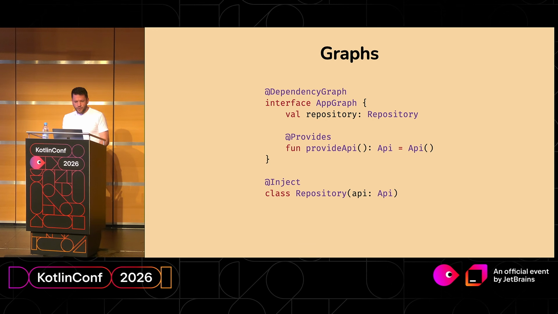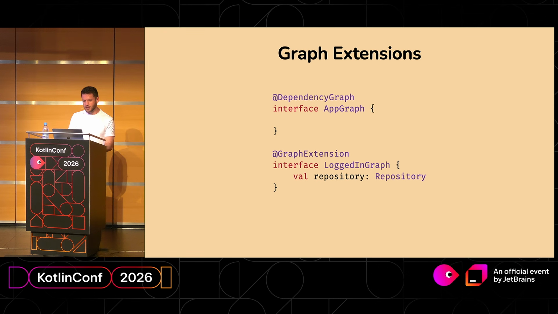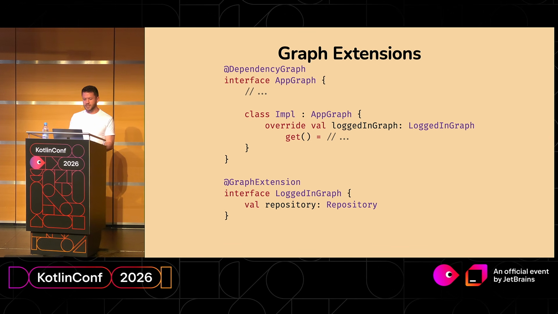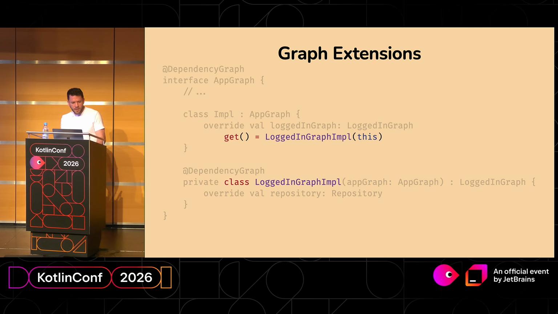Finally, let's talk about graph extensions. If you're coming from Dagger, this is the same concept as subcomponents. So say we only use this repository in this graph extension, logged in graph. To link them, we add an accessor to the extension in the original app graph. And when we implement the app graph, we implement both it and all of its extensions in one class. So the accessor goes here, and the extension impl also goes in here. When the extension implements this repo accessor, its graph generation knows about the bindings that are available in its parent, and then we'll also use them.